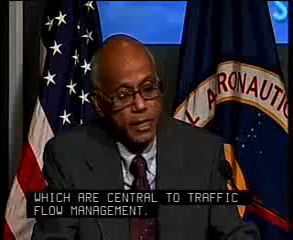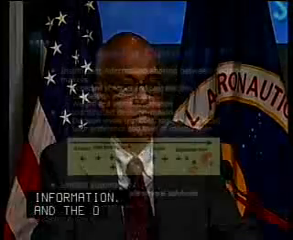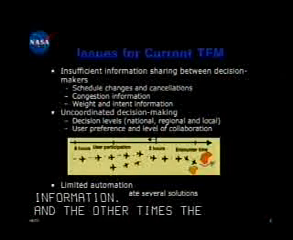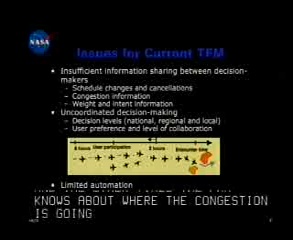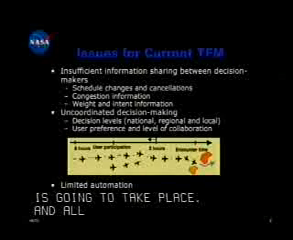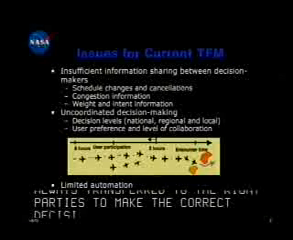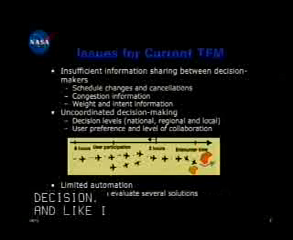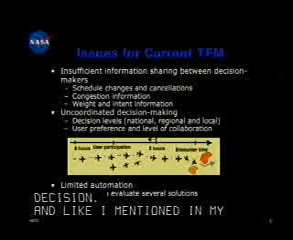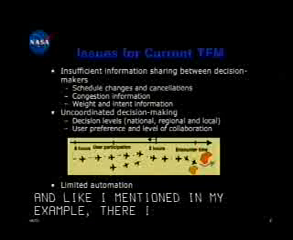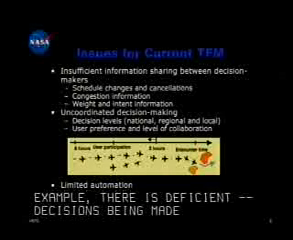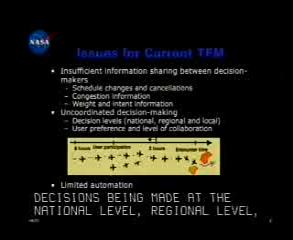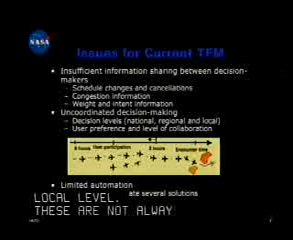And other times, the FAA knows about where the congestion is going to take place, and all this information is not always transferred to the right parties to make the correct decisions. And like I mentioned in my example, there are decisions being made at the national level, regional level, local level. These are not always coordinated. And this might make some aircraft pay a double or triple penalty.